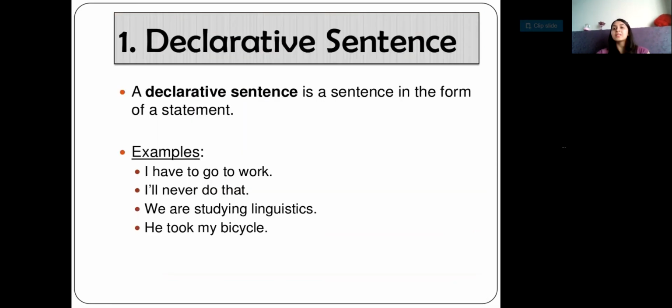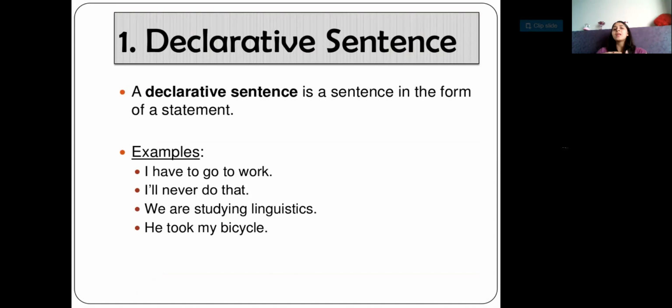Okay. What is a declarative sentence? It is a sentence in the form of a statement, a very simple statement. You can understand a declarative sentence with the help of examples. So, I have to go to work. It is a simple sentence, not a compound one, very simple and short. So it's a declaration where you're just saying something, a statement, you can say.